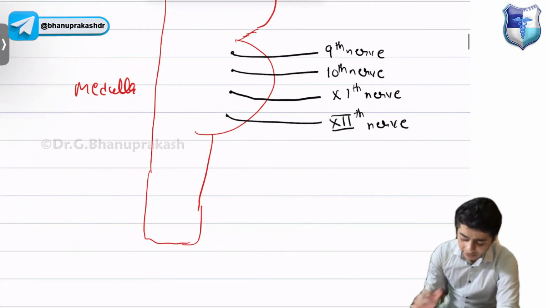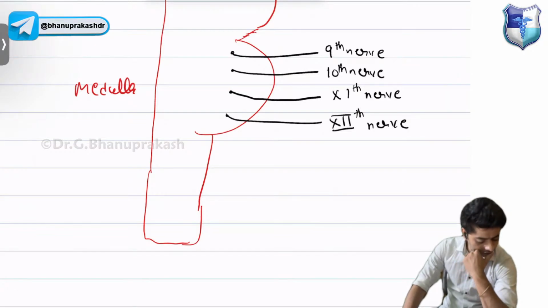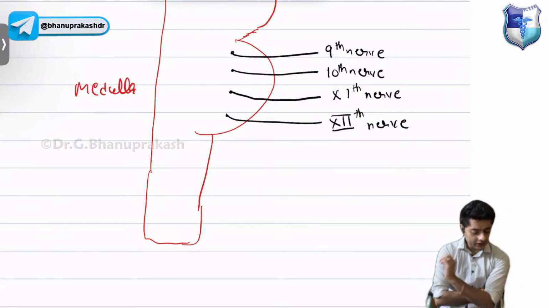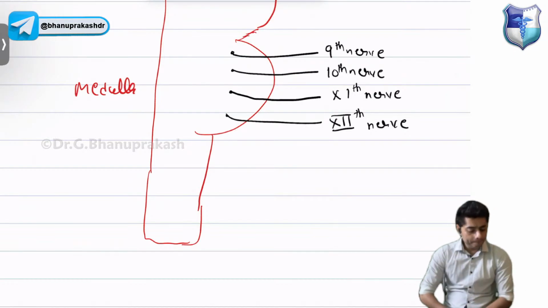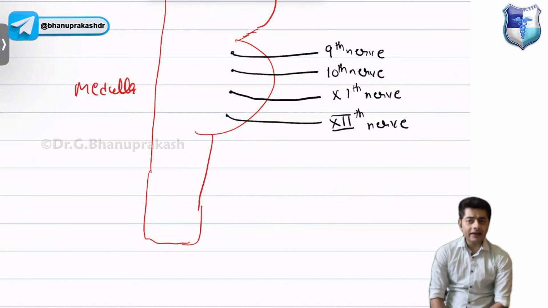Now, can anyone tell me the function of the 9th, 10th, 11th, and 12th cranial nerves, which are leaving from the medulla? Anyone in the comment section? Can anyone tell me which part of the pharynx is innervated by the 9th nerve and the 10th nerve, and which part is innervated by the 11th and 12th nerve?